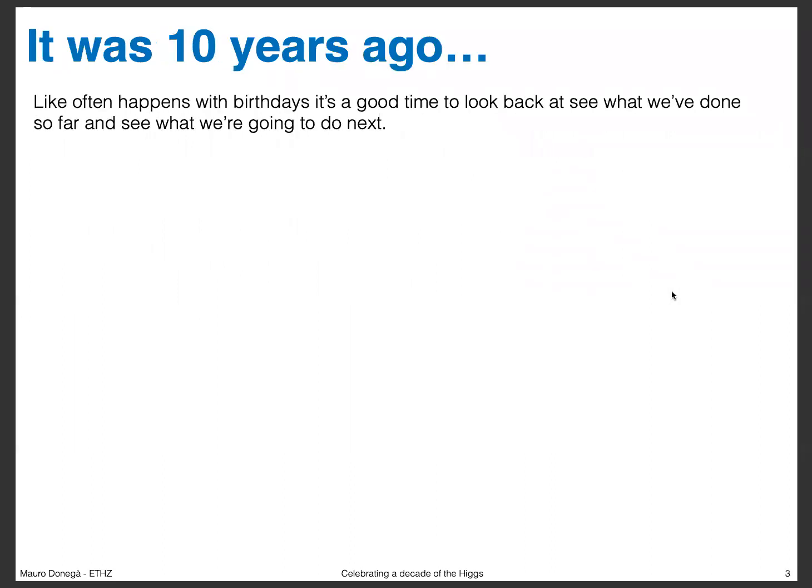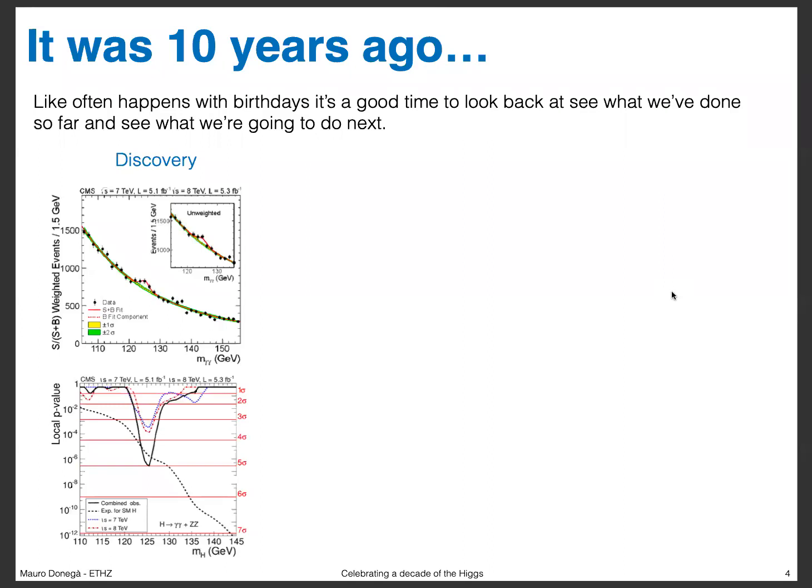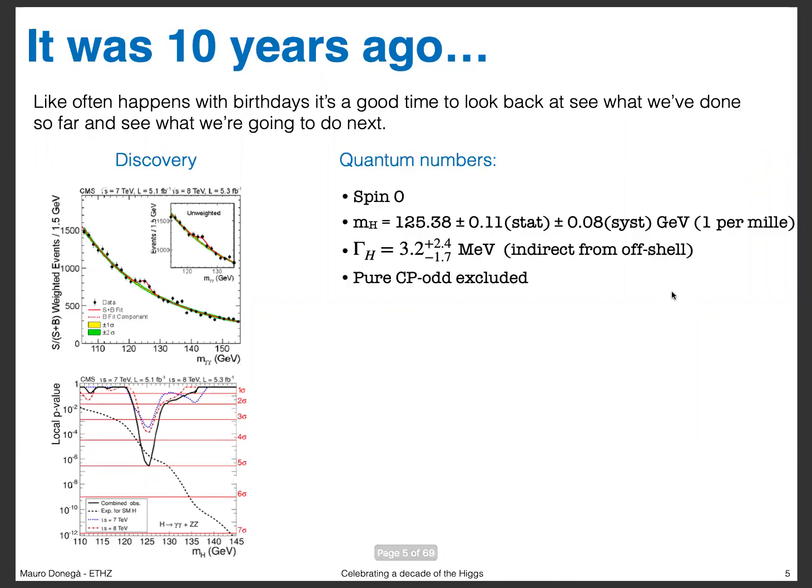Like often happens with birthdays, it's a good time to look back and see what we've done so far, what we did well, what we didn't do so well, and where to improve next. So 10 years ago, we were at this point: we saw this bump. We very quickly moved on to measure its quantum numbers. And by all means, this really looks like a standard model Higgs boson.